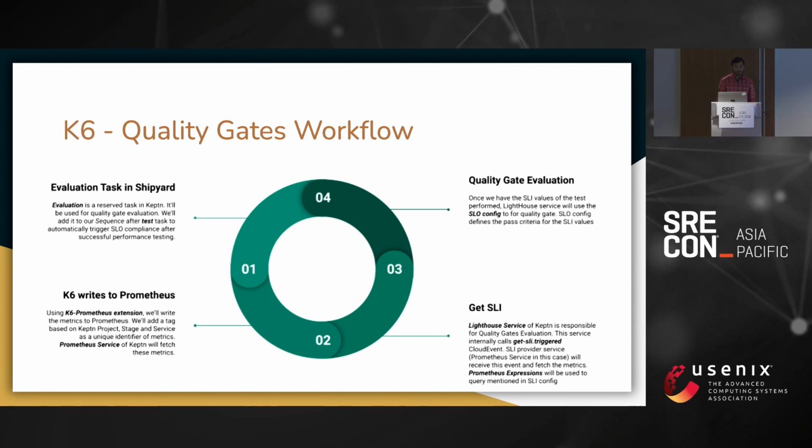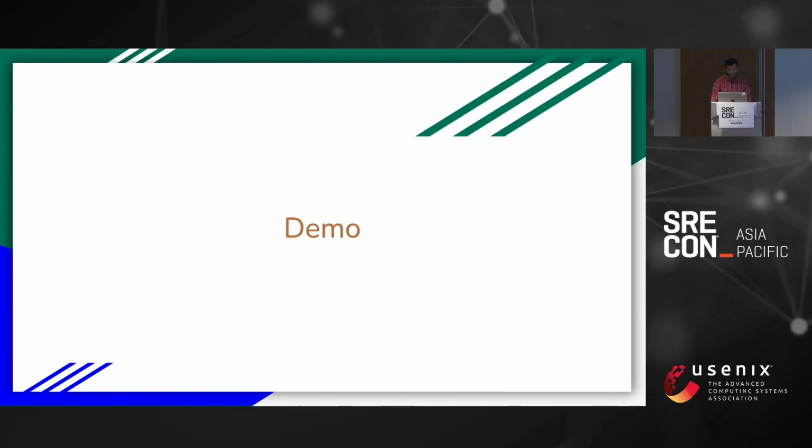So this is how the K6 quality gates whole workflow looks like. We will also add an evaluation task in the shipyard, and over here we will use the K6 extension of Prometheus as a Docker image which will write the test metrics to Prometheus, and after that we will get the SLI using the Lighthouse service of Keptn, and then the quality gate evaluation will happen. So let's take a look at the demo.